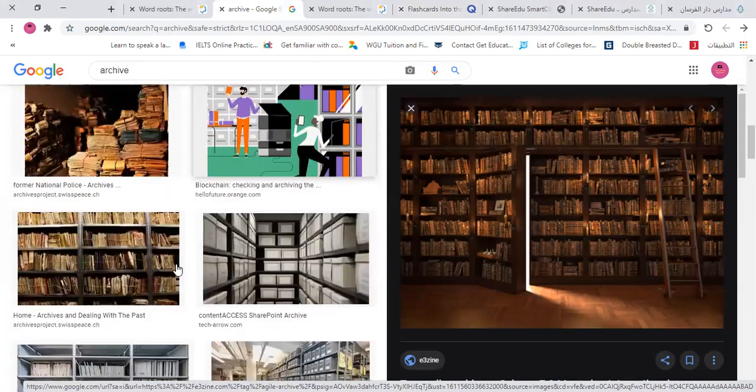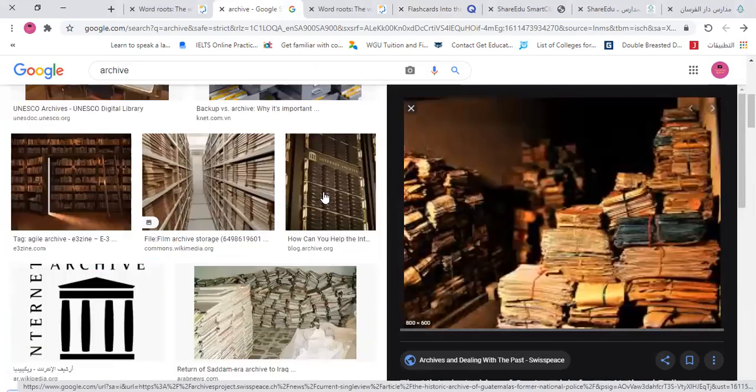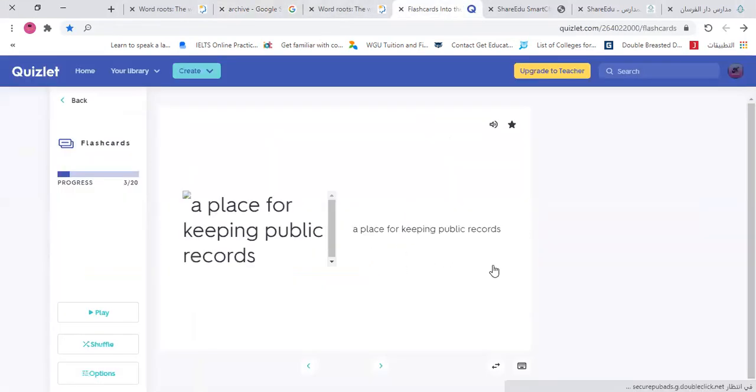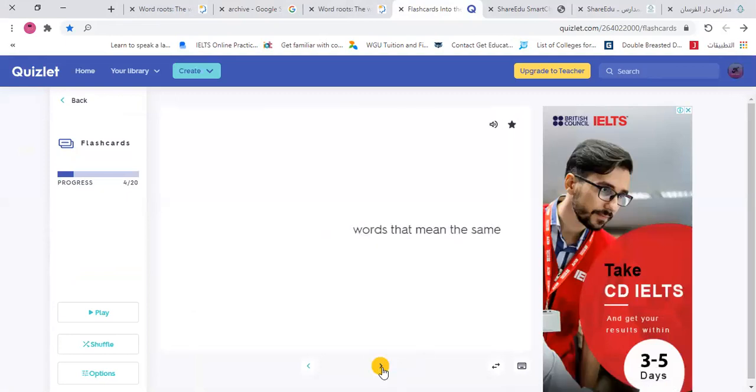Archive in Arabic means archive. So it's something that I don't usually use, but I put it in the store. So it is a place for keeping public records.